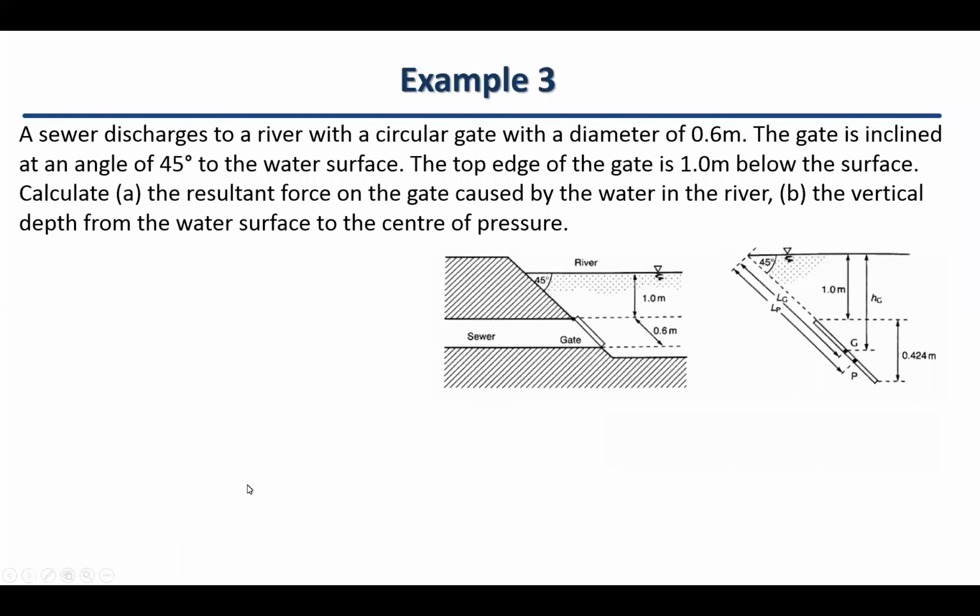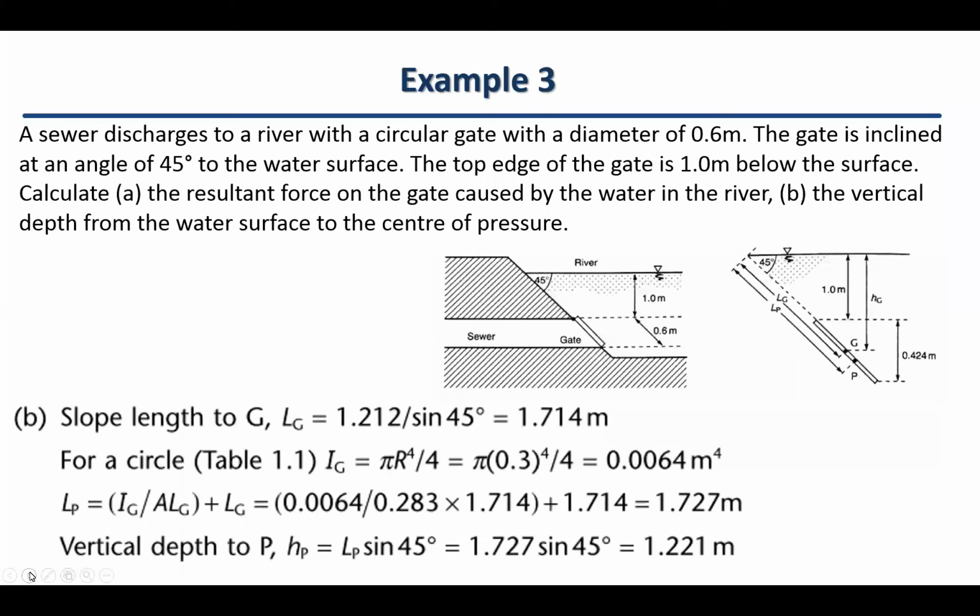For section B, we use exactly the same formula, and we need the slope length, or the incline length, to G. The point G is LG. We calculated HG, so based on trigonometry, we need to calculate the hypotenuse of that triangle. The hypotenuse is equal to HG, which is 1.212, divided by sine 45 degrees. You should easily calculate that one. This is equal to 1.714 meters. This is the incline length, or LG.